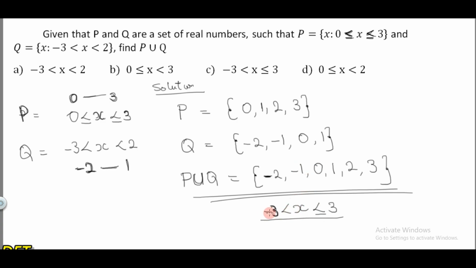X is greater than minus 3, which means it will start from minus 2, and X is less than or equal to 3, which means that it will stop at 3. So the correct option to this question is option C. This is the correct option.